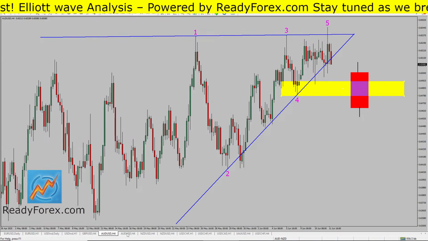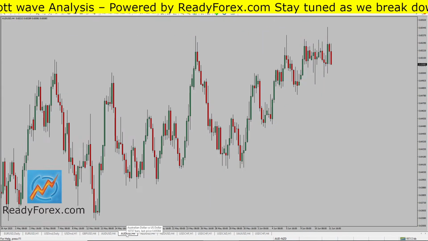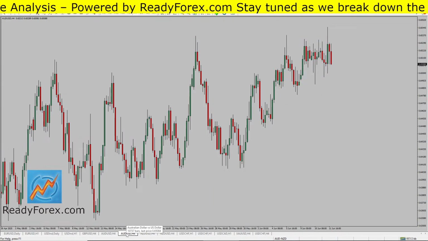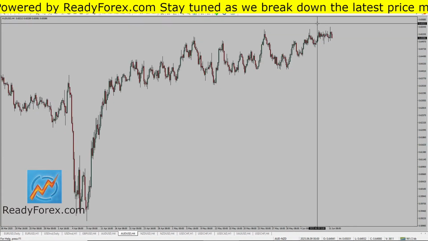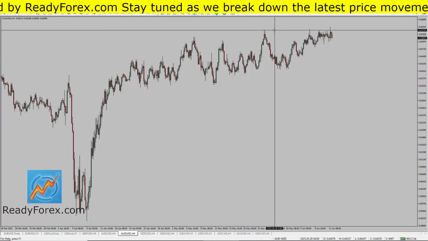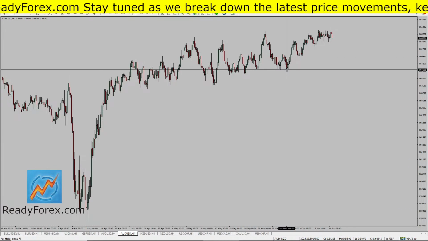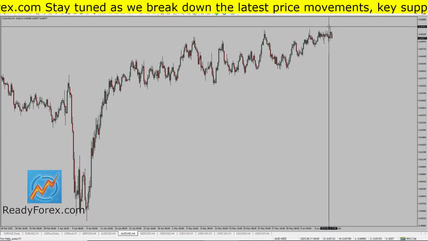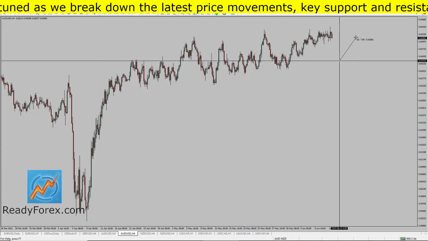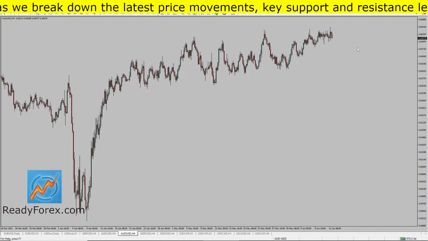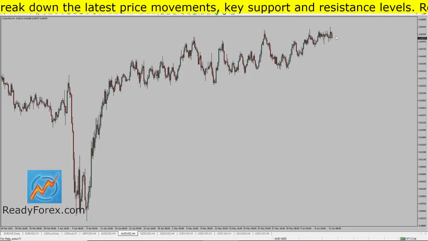Okay, so the next idea is we have a possible scenario that we are getting some kind of triangle formation over here. So maybe this is wave A and we got wave B, and the market is going to drop to complete wave C. After that expect D and E, but it's a little bit early to label it this way.